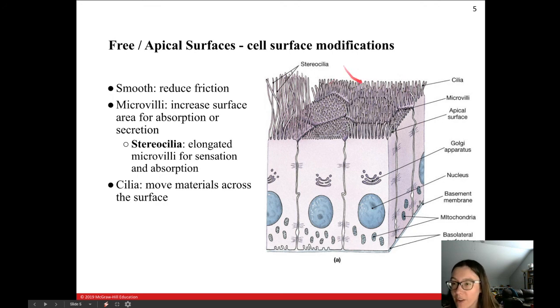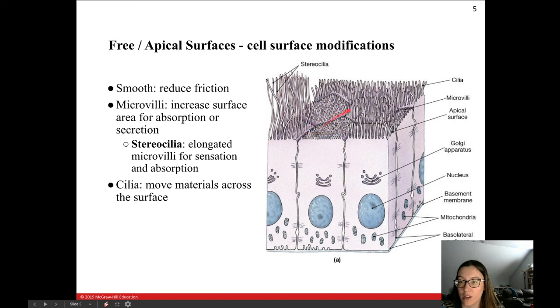Some of them have microvilli. So microvilli are these tiny little guys over here. These little microvilli, they are the smallest of the cell surface extensions. They are going to increase the surface area for absorption or secretion. And they also do not move under their own power. And so these guys are going to be found a lot in, let's say, your digestive tract, right? Because we're absorbing and secreting a lot of things in our digestive tract. You'll also have some in the kidneys. You're secreting a lot of things in the kidneys. And so this is important to know.